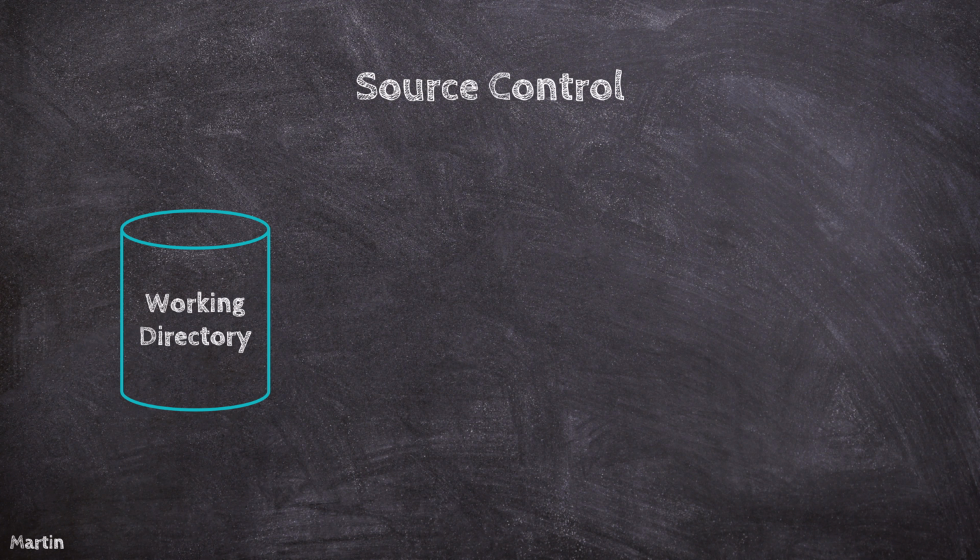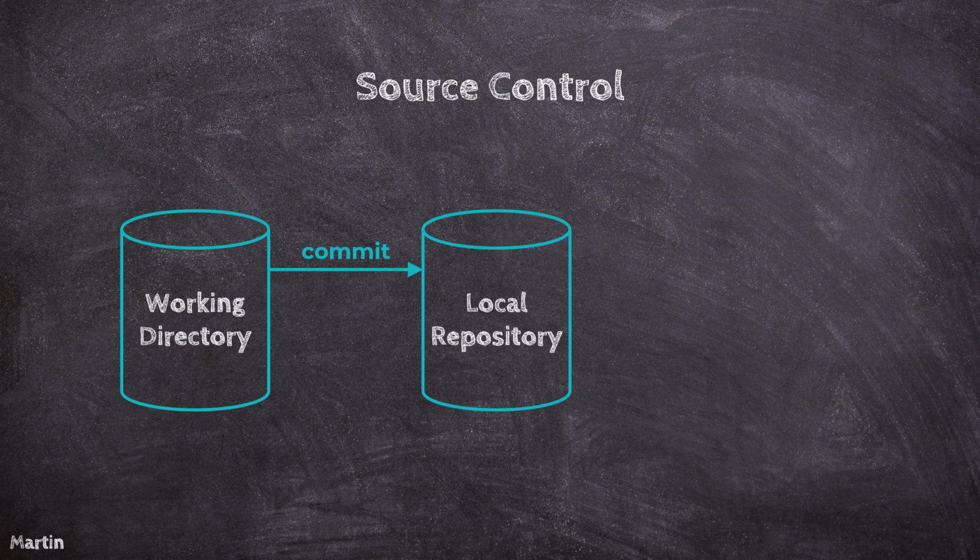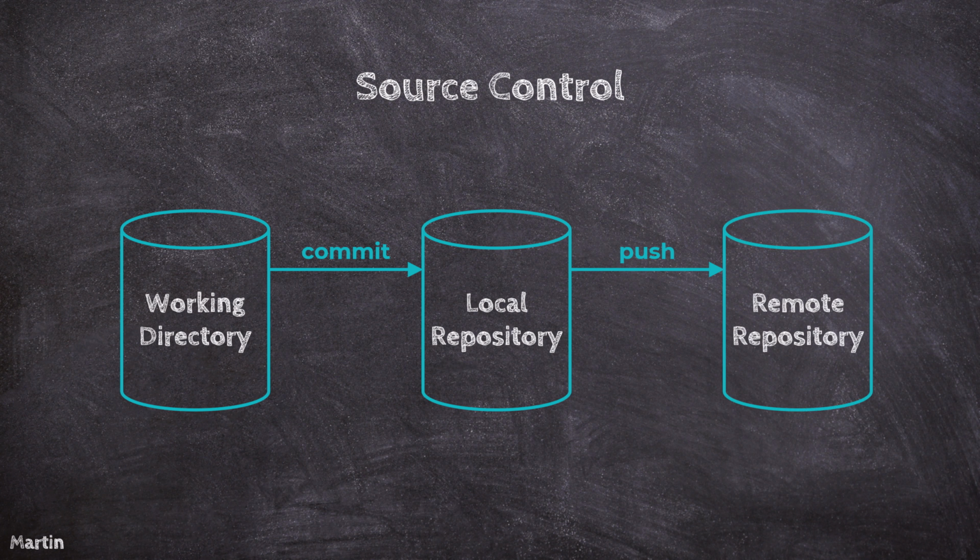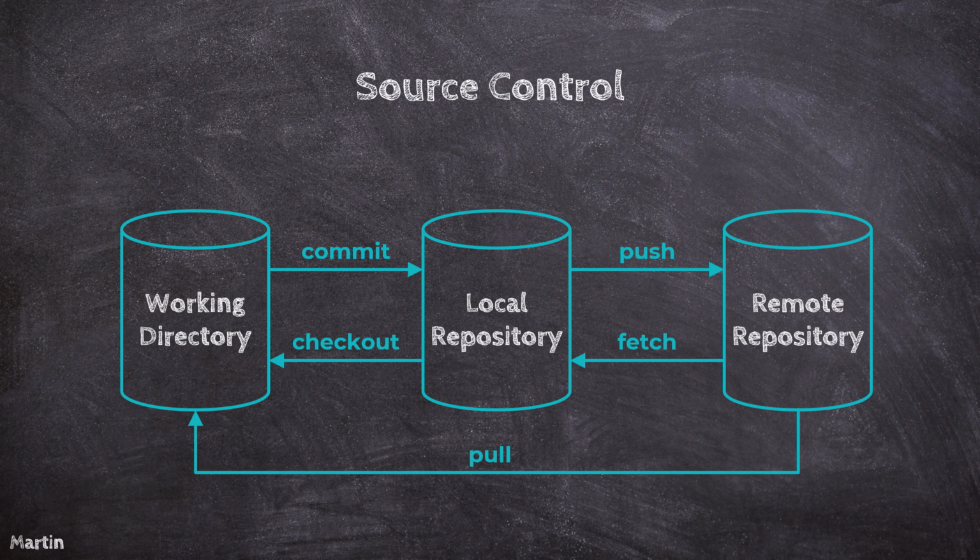We start by editing files in your working directory. When you're ready, you commit those changes to your local repository. This saves a snapshot of your progress. To share your work, you push from the local repository to a remote repository like GitHub. To get updates from others, you fetch from the remote repository to your local one. To apply those changes to your working directory, you either check out from the local repository or pull directly from the remote. Pulling combines fetch and update.